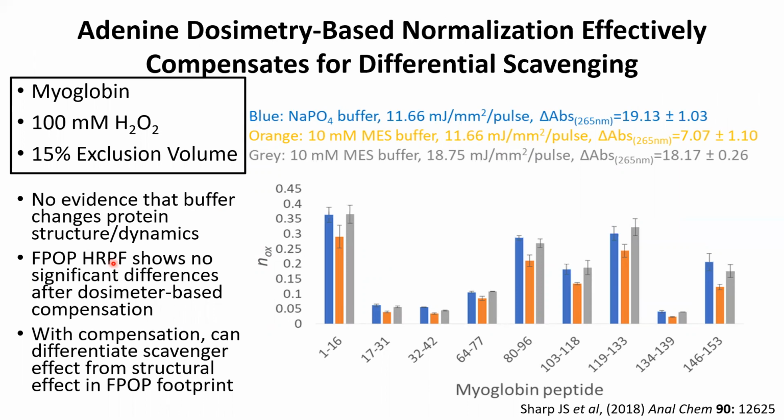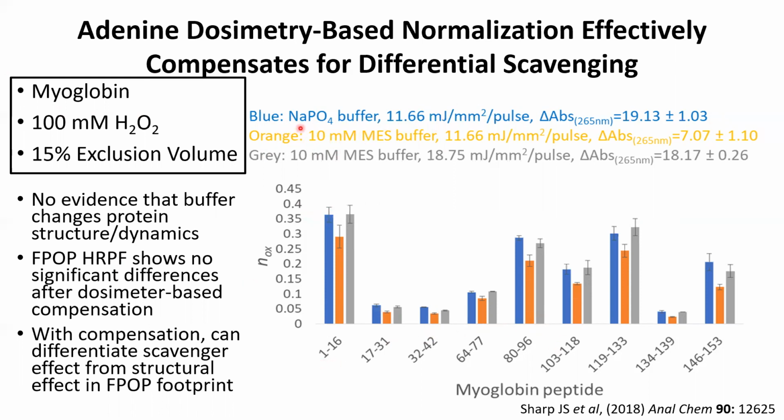Here is where we demonstrate that yes, this technique actually works. So we took a protein, a simple standard, in this case myoglobin, and we performed an FPOP experiment. In blue, it shows the results of the experiment we performed in sodium phosphate buffer under these optical conditions, so 11.66 millijoules per square millimeter per pulse. And in blue, you can see the amount of oxidation of each peptide we detected in myoglobin.